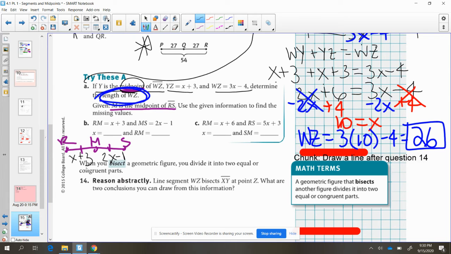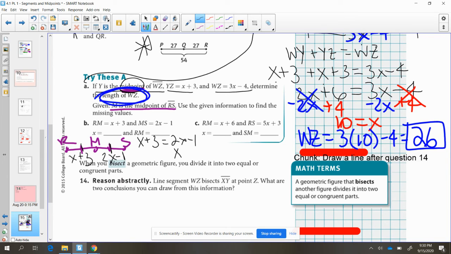Now notice this time we have small guy and small guy. What we don't have is big guy, so we're not actually going to use segment addition postulate. When we're given the two smaller segments and we know they're equal to each other in length, in order to solve for x, we can set them equal to each other in order to solve, okay?